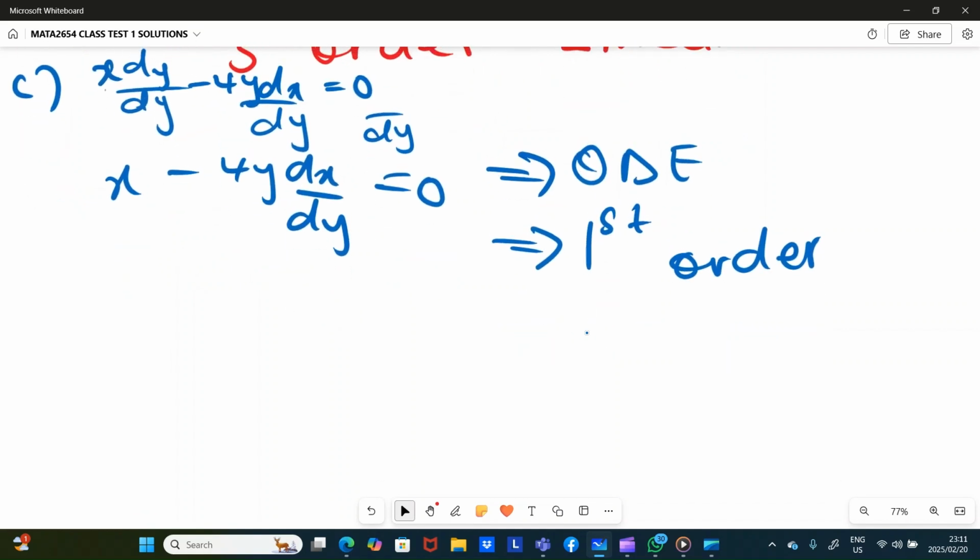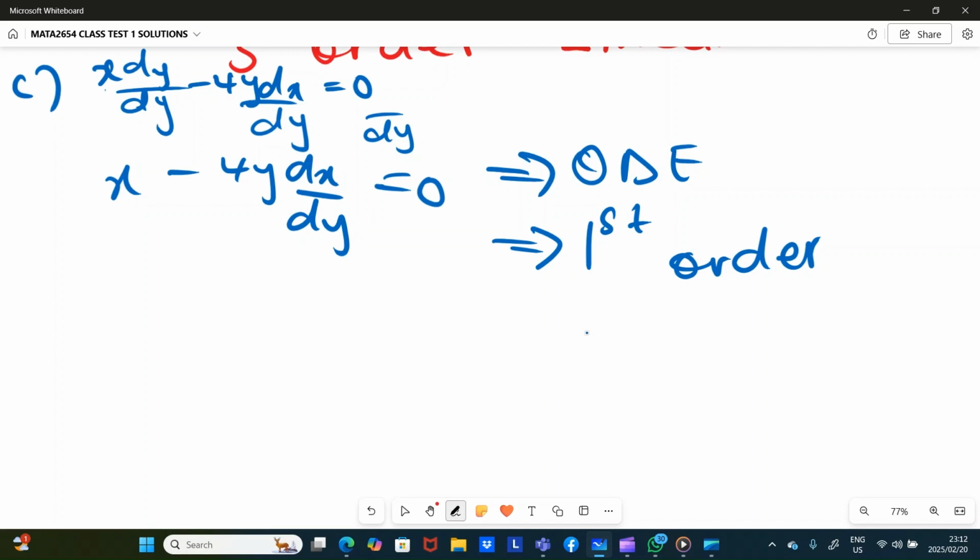Now, the last part they were asking us about was the linearity. So, is it linear or non-linear? Let's check what is going on with x prime and x. We are going to look at x instead of y. So x is of power 1, is of first degree, and also x prime is of first degree. The first condition is met.